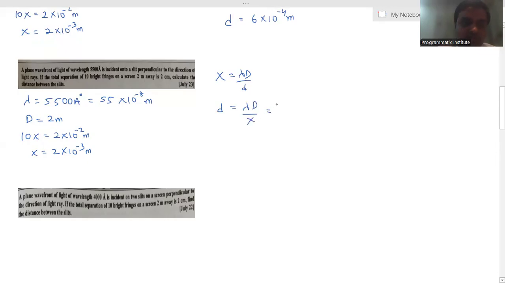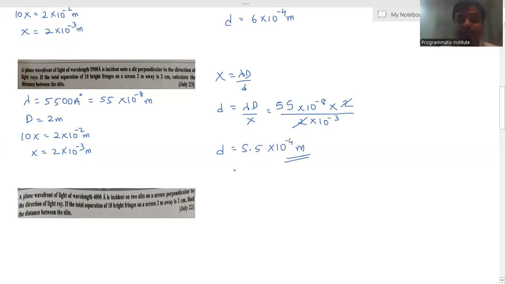Just resubstitute the values, which is 5.5 into 10 raised to minus 8. Or you can write, sorry, I have written 55, so you can write 55 into 10 raised to minus 8, into capital D which is 2 meter, and x is 2 into 10 raised to minus 3. As I told you, all this kind of numericals are bonus for you. So make sure that you are not leaving all these kinds of numericals, because they are truly very easy questions.